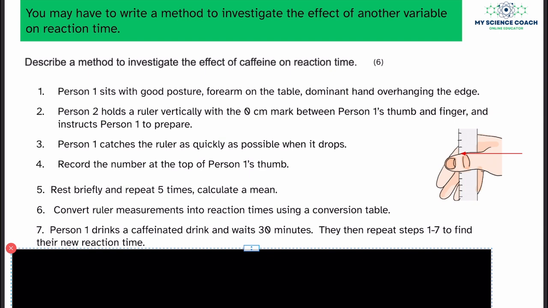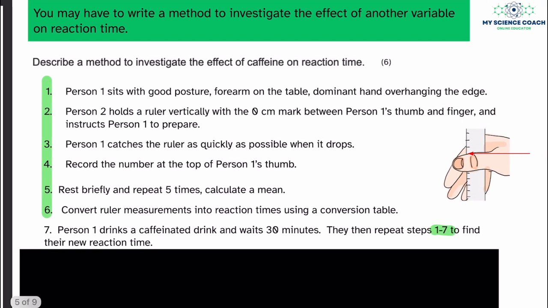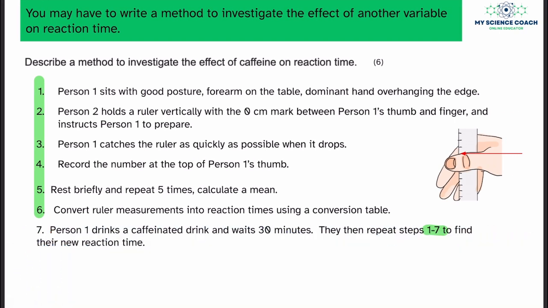And we repeat steps. Now I've made a mistake here. I wrote steps 1 to 7, but actually it just repeats steps 1 to 6. So just say repeat steps 1 to 6 to find out their new reaction time. You don't need to do anything more than that, because you don't need to start writing the method out again. So that is the method of how you would find someone with caffeine. That would get you 6 marks. The reason why bullet pointed lists are so good is examiners love them because we can tell very quickly what category we're going to put you in.